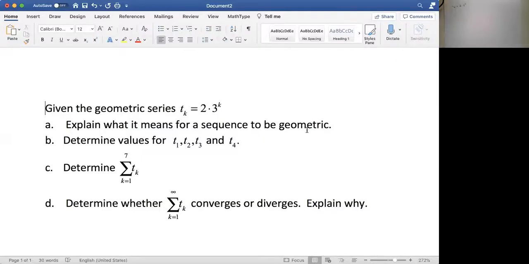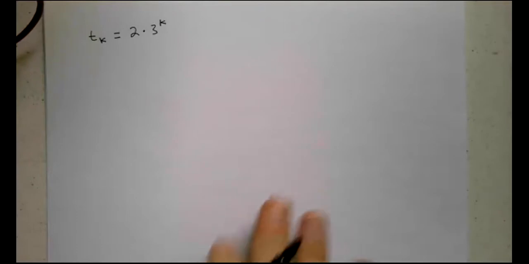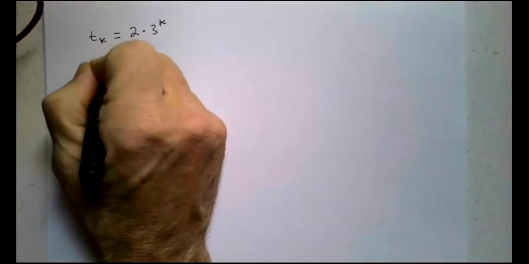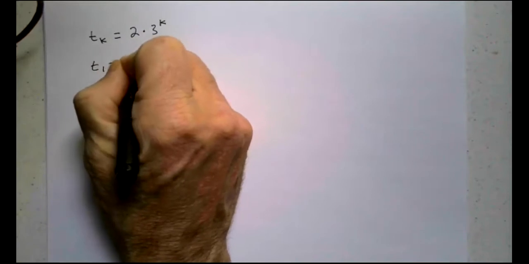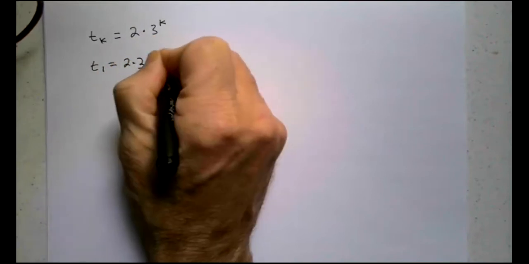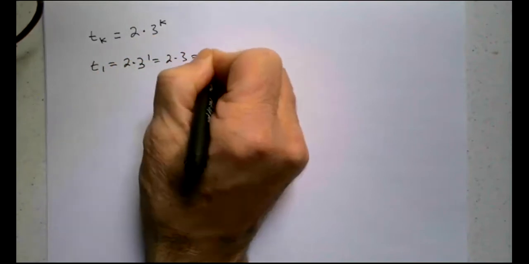So this question is given the series T sub k equals 2 times 3 to the k. And then it asks us, what does it mean for a sequence to be geometric? Well, let's take a look at T1, T2, T3, and T4, and then we'll answer that. So T1 is 2 times 3 to the first, 2 times 3, which is 6.